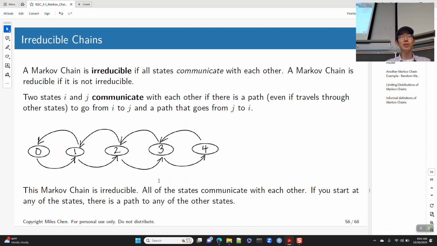So if we can go from state i to state j, if I start off at 0, can I end up at 3? And the answer is yes. I have to go through 1, then 2, but I can end up at 3, right? If I start off at 3, can I end up at 1? Yes, if I go through 2, and so on and so forth. Okay, so this one is irreducible. All the states do communicate with each other. There is a path to go from any one state to any of the other states.